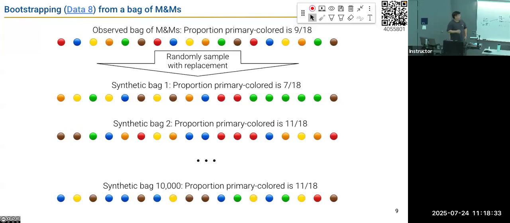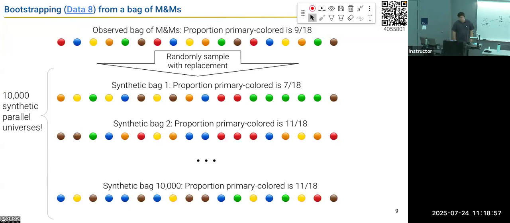And you can keep going, right? Say we draw 10,000 samples. So then, what do we have? Outside of that 9 out of 18 proportion of primary color M&Ms from our original sample, we also have 10,000 other proportions. Those are from the bootstrap sample. And that itself can build a distribution.